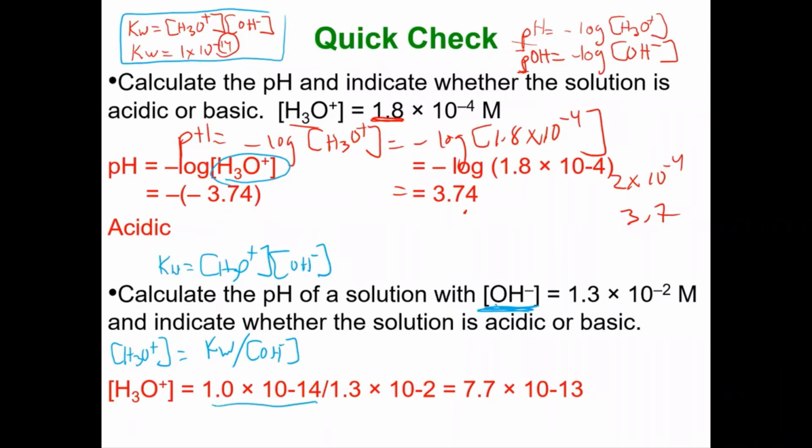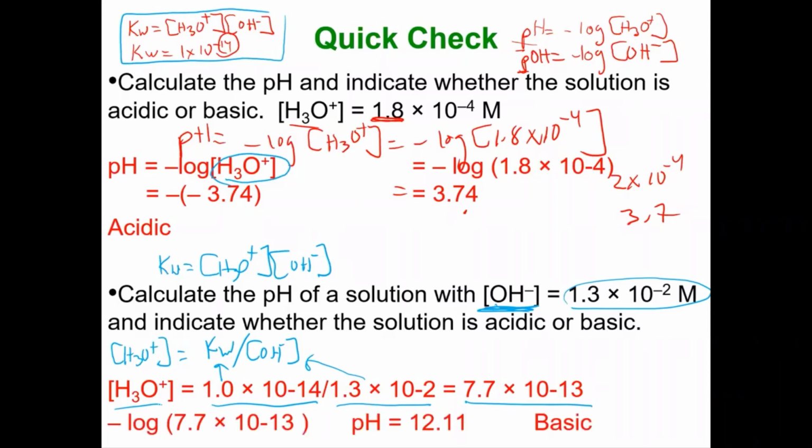1 times 10 to the minus 14 is KW. My concentration is 1.3 times 10 to the minus 2. Goes there. And now I get a concentration for my hydronium. And what can I do now? Plug it into the negative log, and I get 12.11.